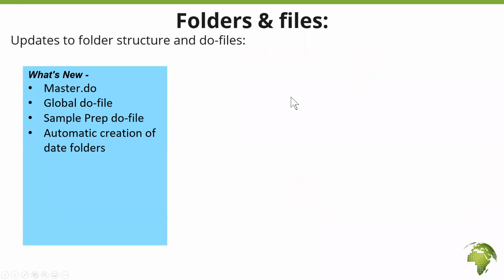All right. So one of the main things that you would find is that there is a new folder and file structure. The folder structure has changed very, very slightly. You may not really notice that it's different unless you look, but the file structure has changed quite a bit. So now we have a new master do file, which is a do file that runs all the other do files. We have a global do file, which is used for a lot of the inputs.